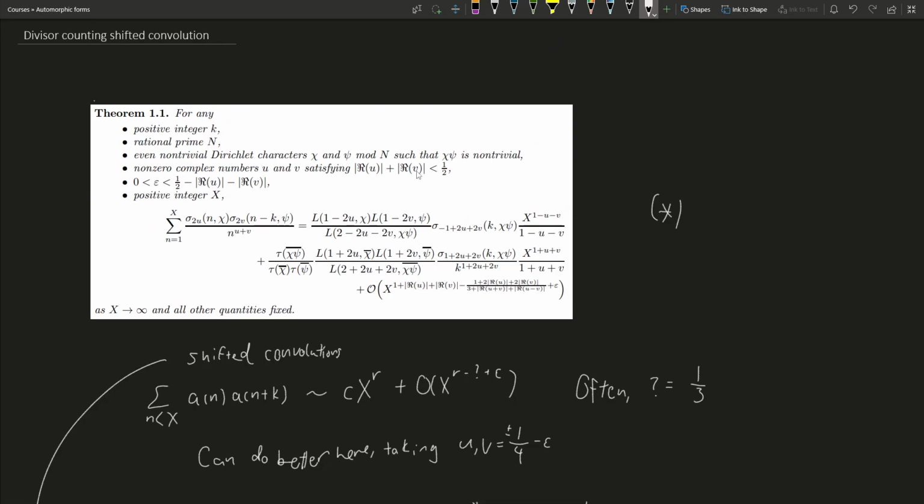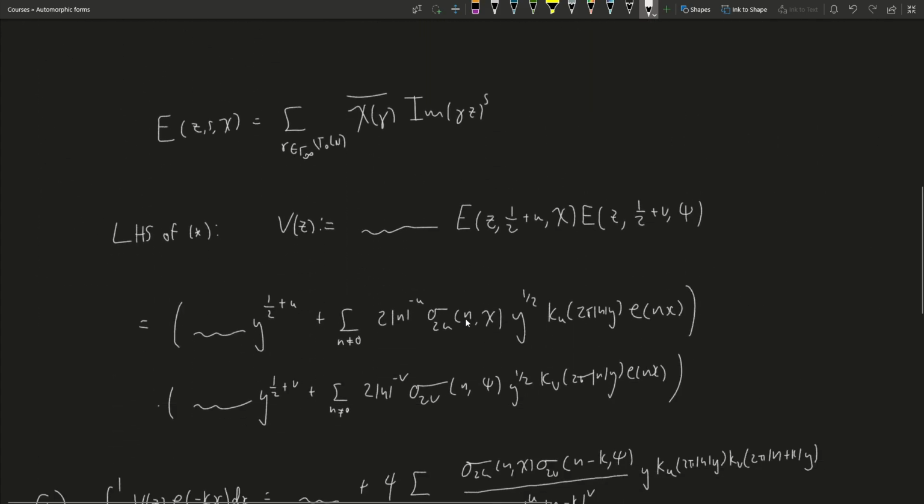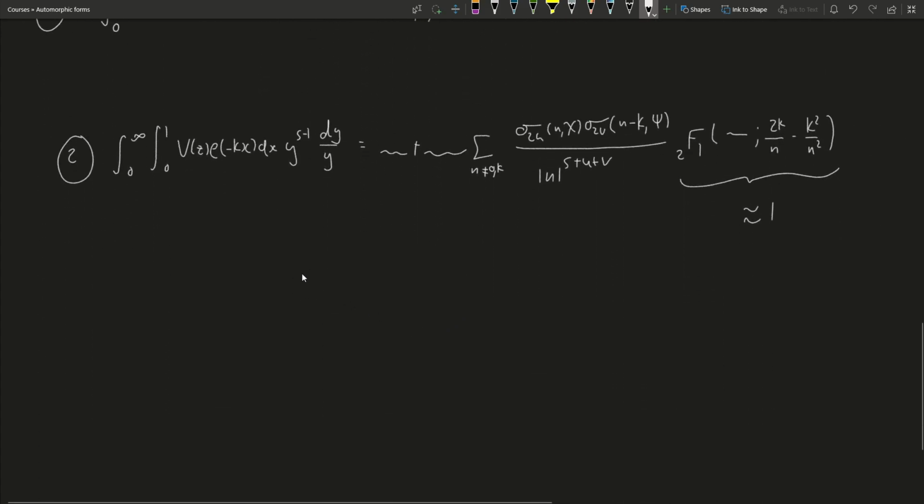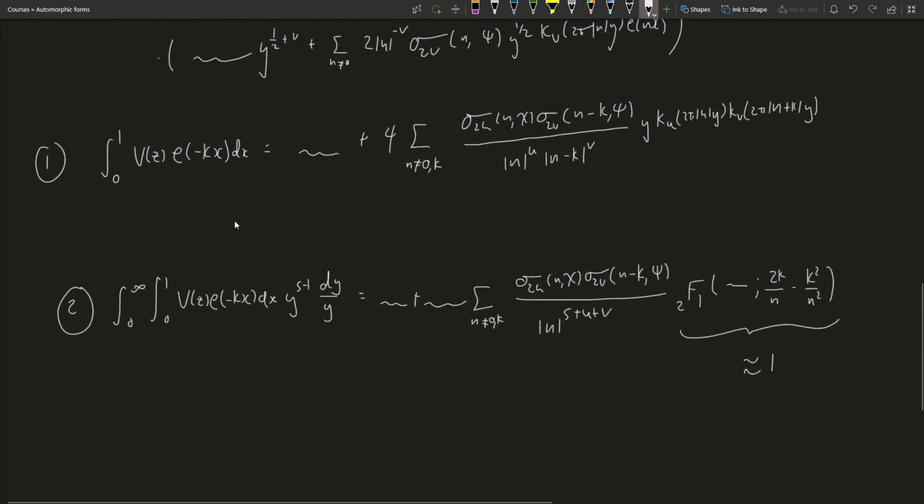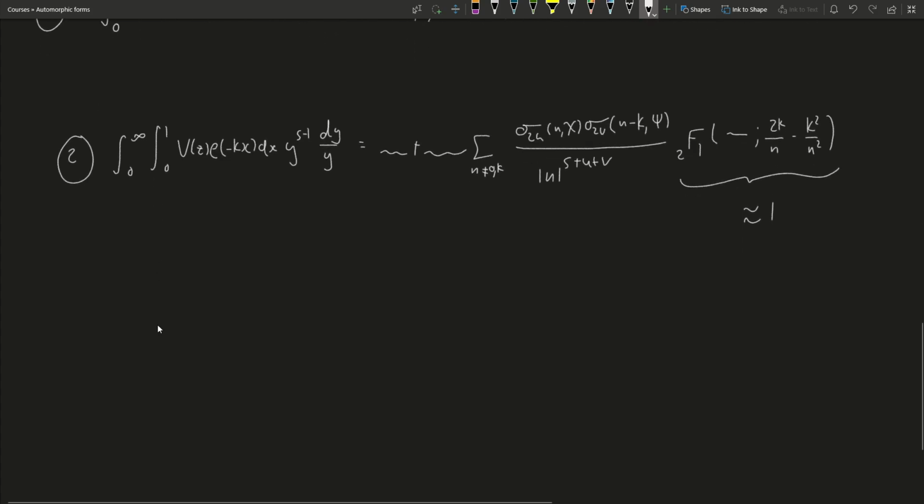Also not going to look at uv dependence, only going to look at the dependence in t. Okay, so step 1 is going to be look at the kth Fourier coefficient. Step 2 is taking a Mellin transform, and then step 3 is going to be using Perron's formula.